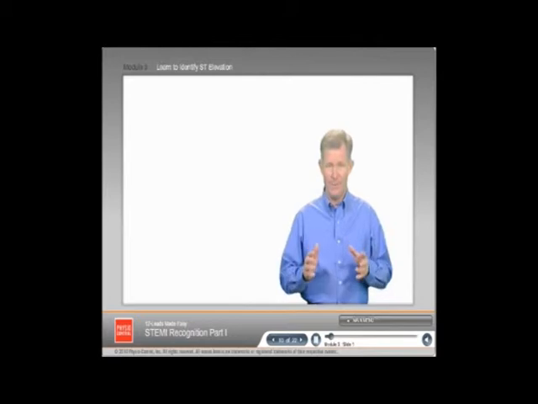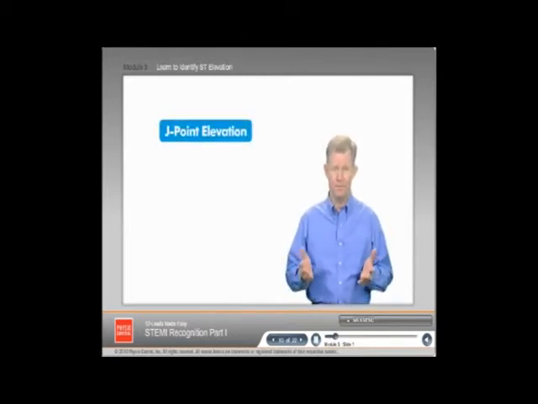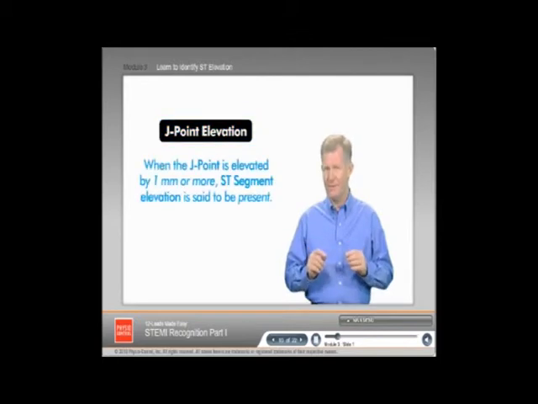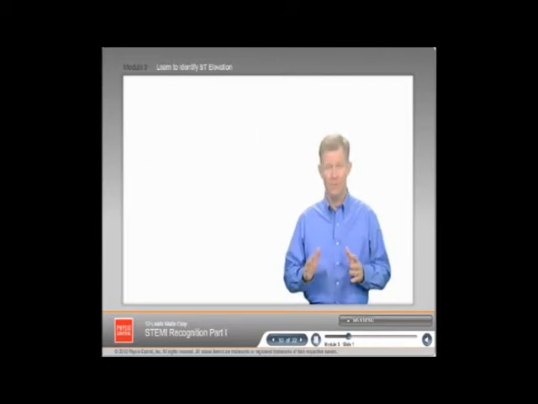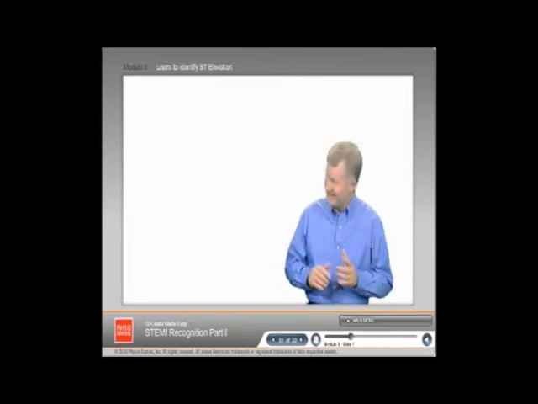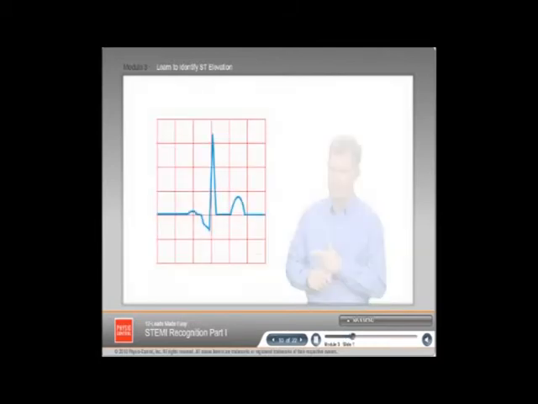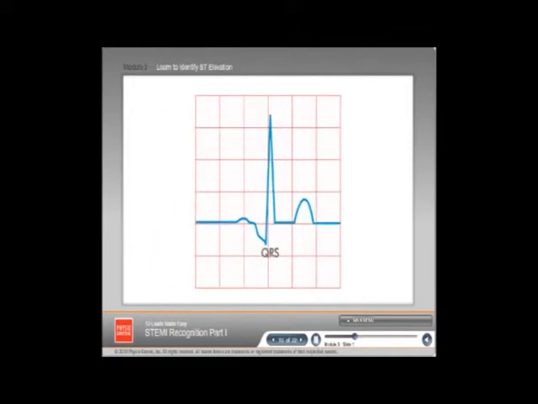Now that you can find the J point, the next thing we need to do is learn how to identify J point elevation. When the J point is elevated by 1 millimeter or more, ST segment elevation is said to be present. It's a pretty straightforward process to identify ST segment elevation, but there are a few subtleties. For example, take a look at this complex. Following the QRS to the end, we see our J point is right here.